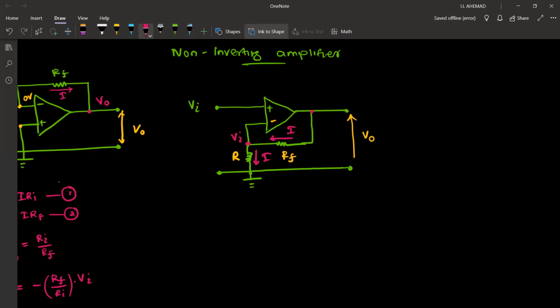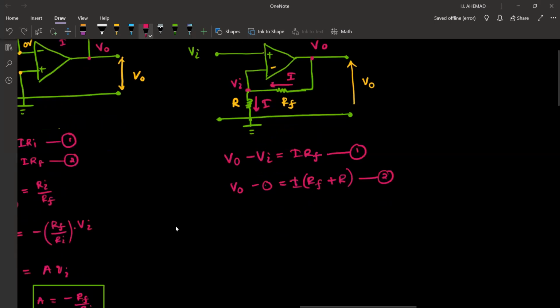Now, this voltage is V0. Using Ohm's law, we can write V0 minus Vi is equal to I into Rf. And again, I can write straight away from here all the way up to here. From here to here, what's the potential difference? It is V0 minus 0, which is equal to I into Rf plus R. So this is my first equation, and this is my second equation.